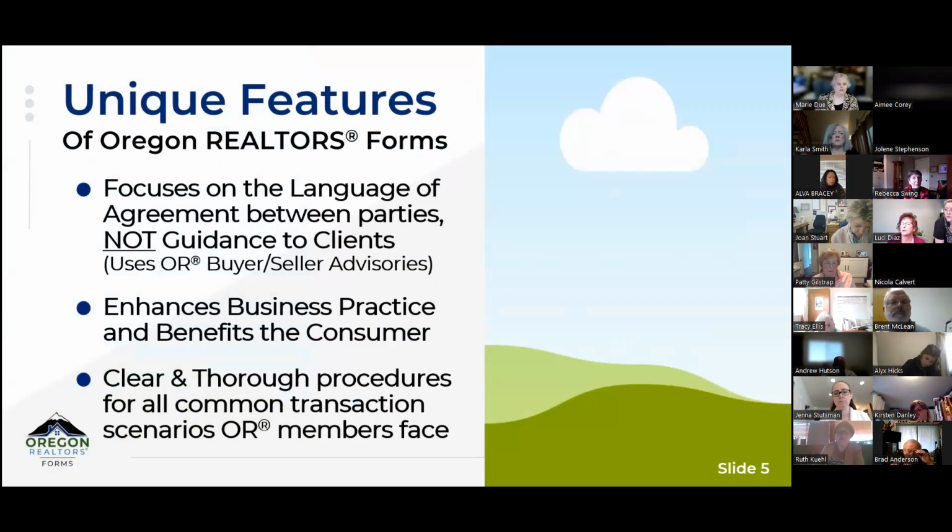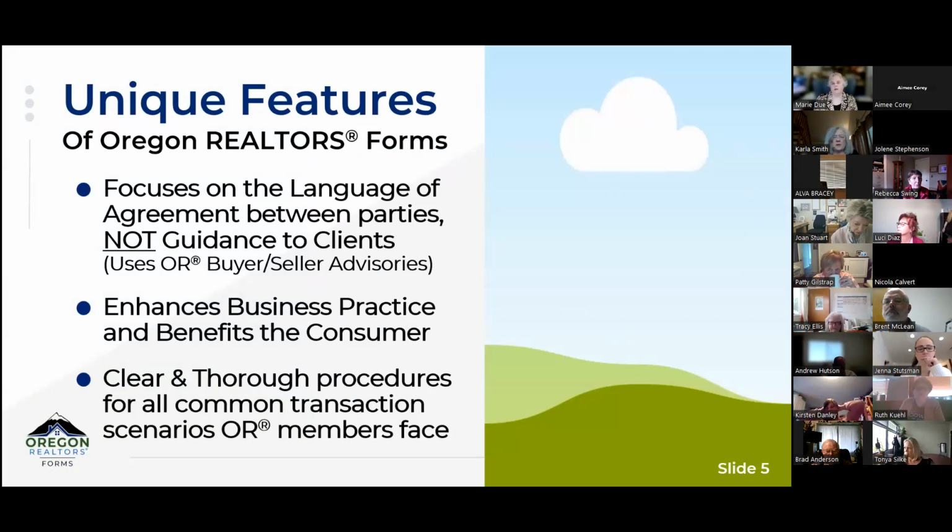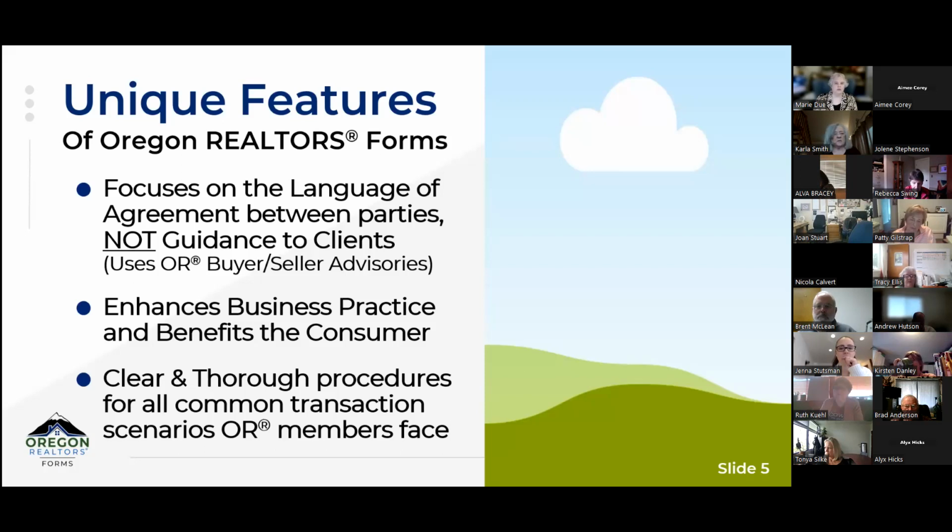The unique features: it focuses on the language of the agreement between the parties, not a guidance to the clients. One of the things we have to remember in a transaction is that we are just the facilitator of the buyer and the seller. Those are the parties that are doing the transaction. So we've got the Oregon Realtor Buyer Seller Advisories that are online. We're going to talk about that in a minute. That is actually a part of the purchase and sale agreement, the PSA, and you'll need to make sure that you give it to your clients.